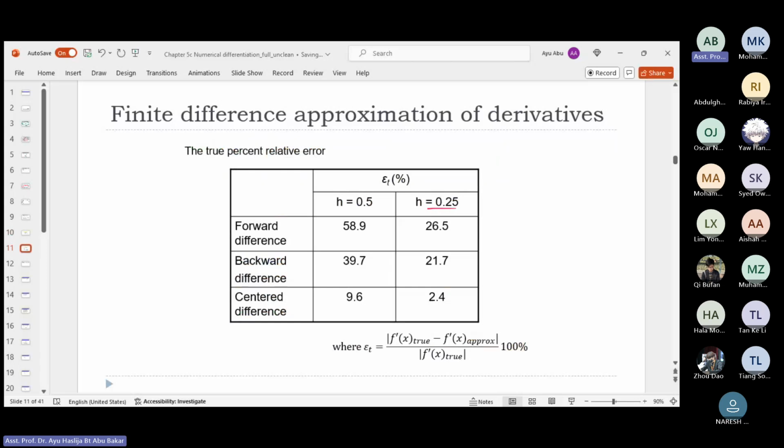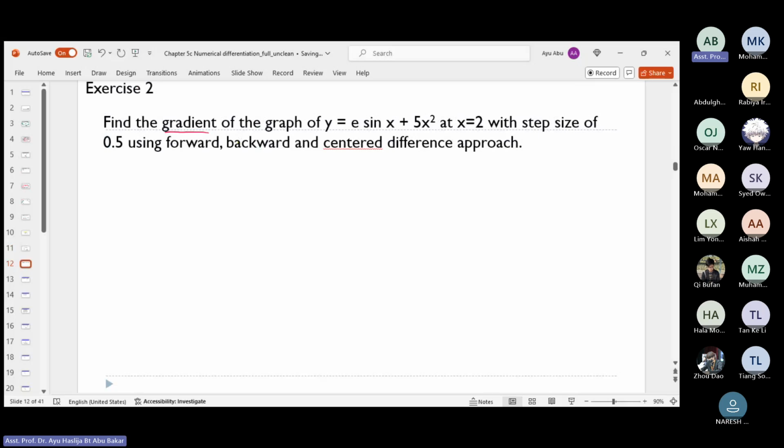Okay. Here it compares the forward, backward and centered for each h. So you can see the trend of the true error. Now we try this one. Find the gradient of the graph y equals e to the power sine x, plus 5x to the power x squared, at x equals 2. Step size of 0.5, using all differentiation: forward, backward and centered.